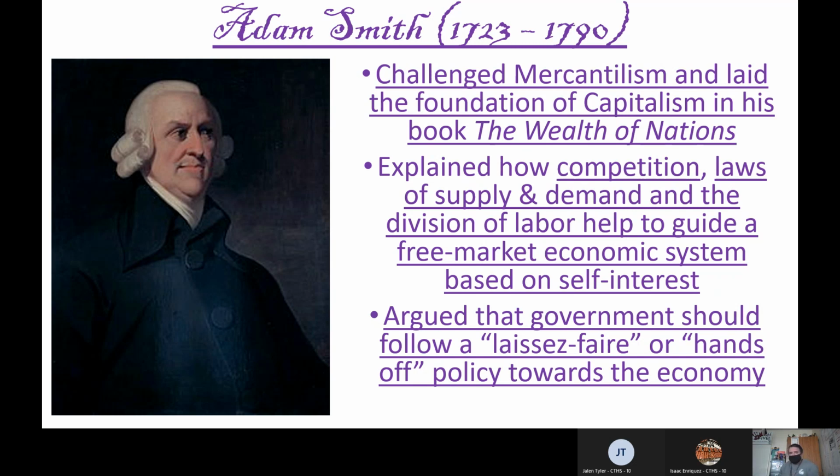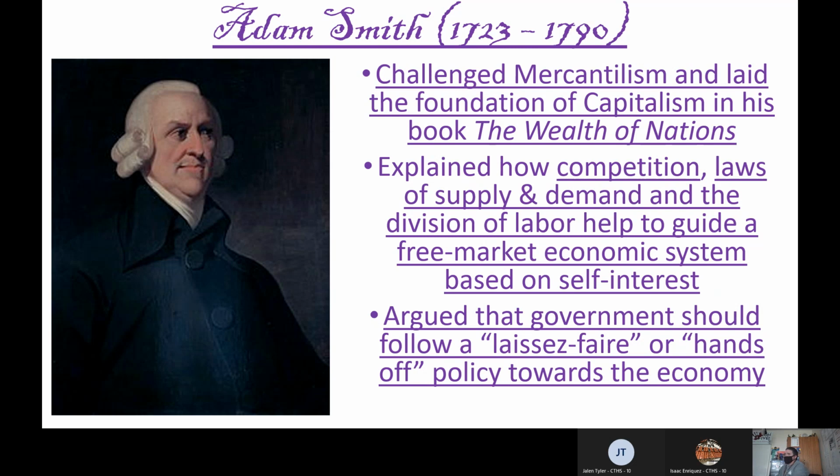He explained how competition, the laws of supply and demand, and the division of labor help to guide a free market economic system based on self-interest. He argued that the government should follow, and this is probably the most important term to get down, a laissez-faire or hands-off policy towards the economy. Essentially, he said mercantilism, a lot of the business activities, I should say, are directed by the government.